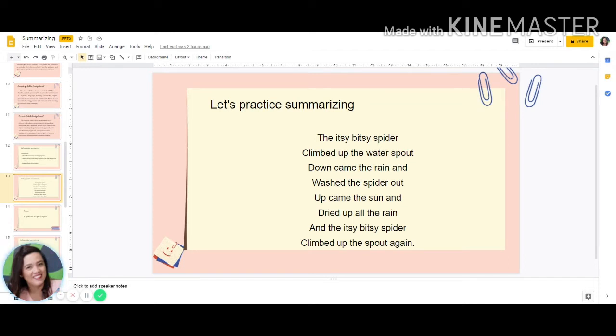The itsy bitsy spider climbed up the water spout, down came the rain and washed the spider out. Up came the sun and dried up all the rain, and the itsy bitsy spider climbed up the spout again.